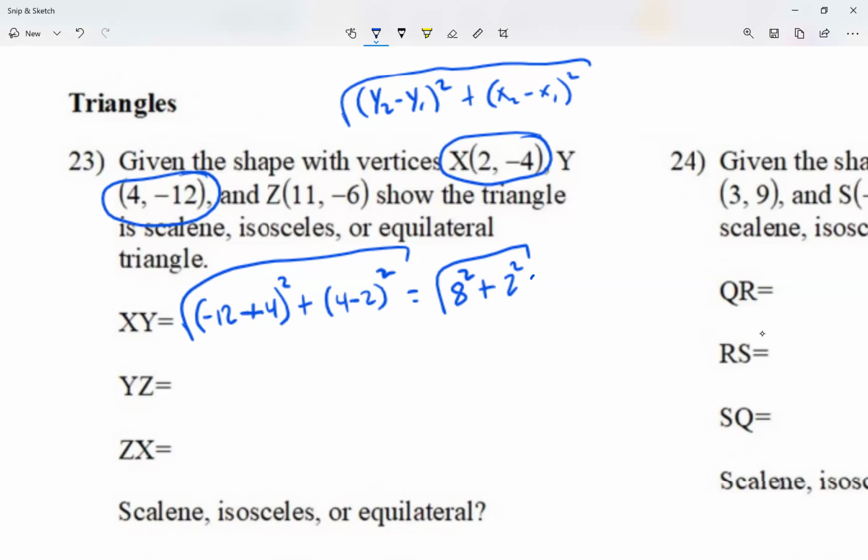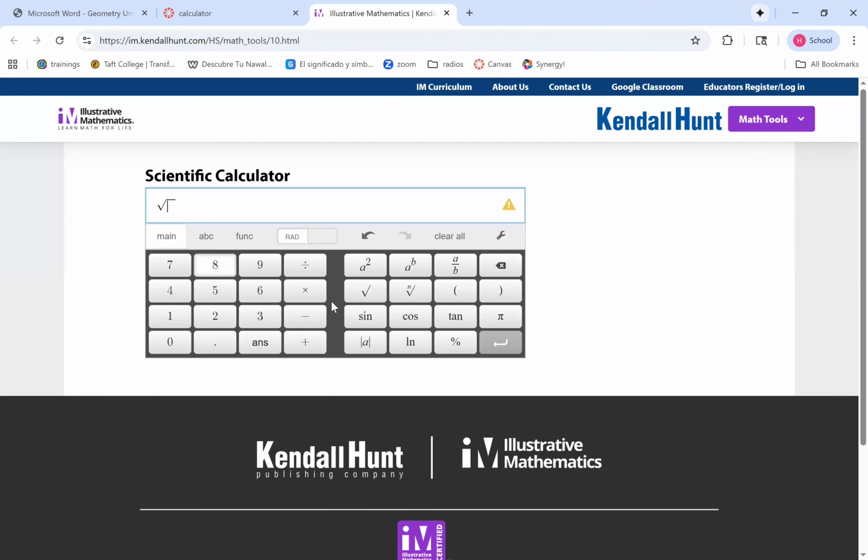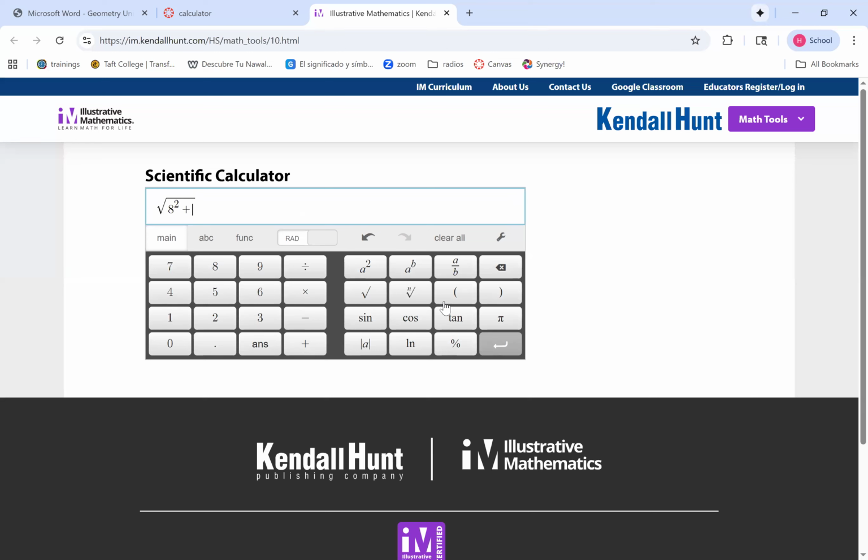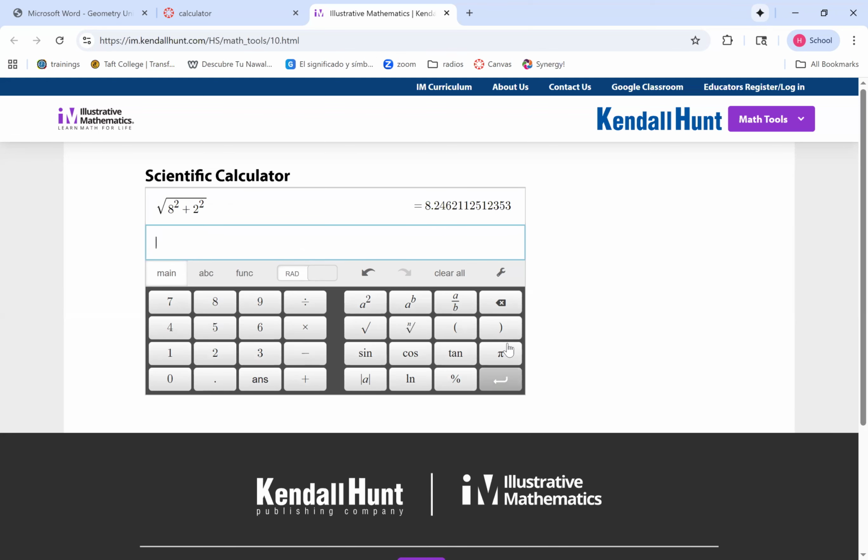I'm going to type it in my calculator. Good thing I gave you guys a calculator already. So remember, go to Canvas, open in a new tab, and then I'm going to open my calculator here. So I have the square root of 8 squared plus 2 squared. Entered. Okay, let me just round it to two decimal places. So let me call this 8.25.